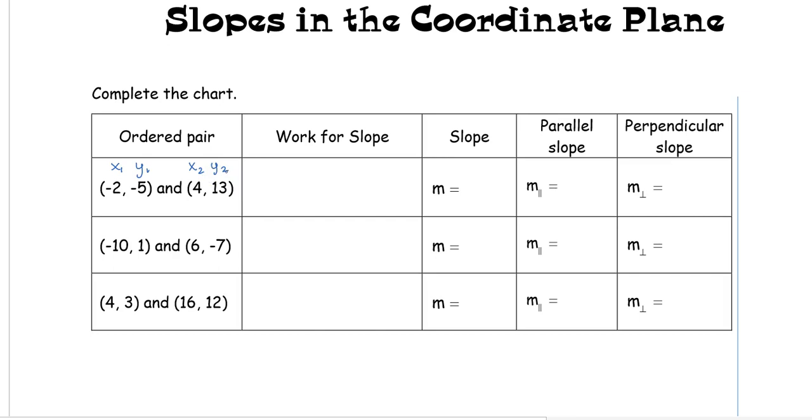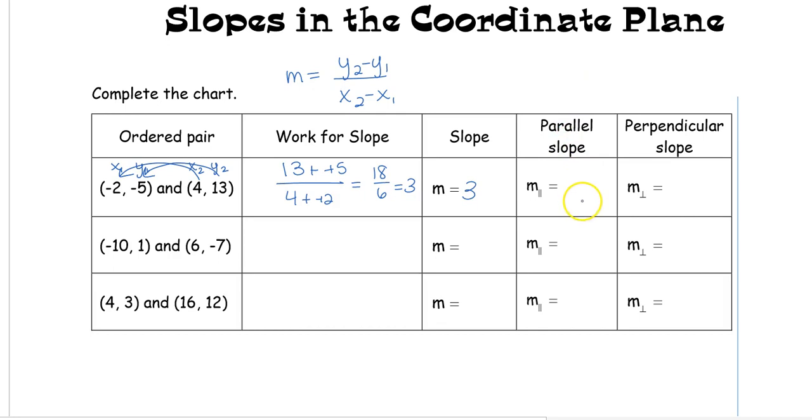And in case you have forgotten, don't forget the slope formula to find the slope between any 2 points. You subtract the y's on top and you subtract the x's on the bottom. So the first thing we want to do is find the slope of this given line. So we have the y's, 13 minus a negative 5, 4 minus a negative 2. We know those double negatives mean that we add. So that gives us 18 over 6, which is going to be 3. So the slope of this given line is going to be 3.